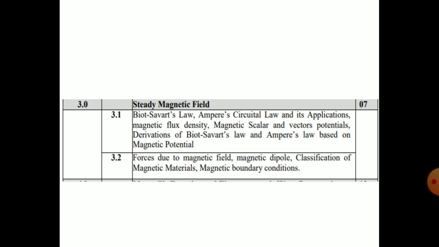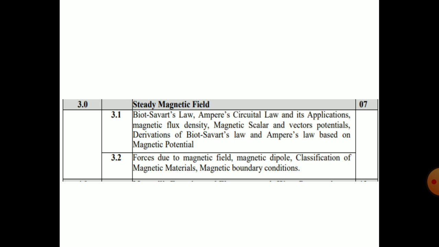As we have seen in the second chapter, there was an electric potential. Similarly, there will be a magnetic potential in the magnetic field also. So you can see in 3.1 there is a magnetic potential. In 3.2, force due to the magnetic field, magnetic dipole, classification of the magnetic material and magnetic boundary conditions.